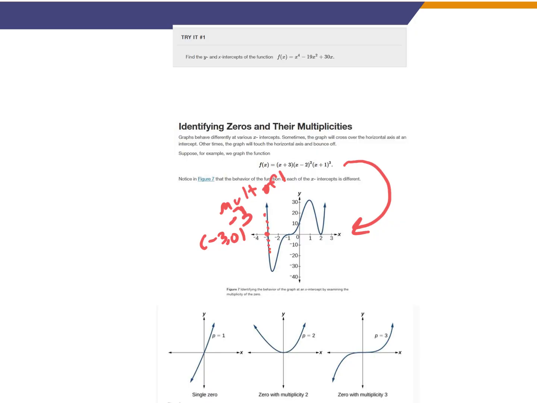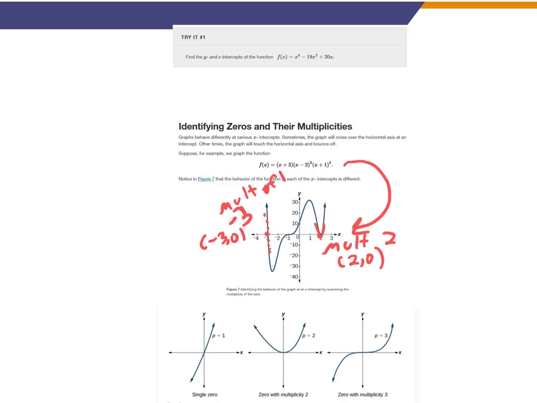If you look over here, this piece looks like a quadratic. When it bounces off, it means there's 2 of them. Could also mean 4, could also mean 6, could also mean 8. But most likely it's 2 of them. So it's multiplicity of 2 at 2, 0. So technically there are 2 zeros there. There are 2 2s. That's why it bounced off.